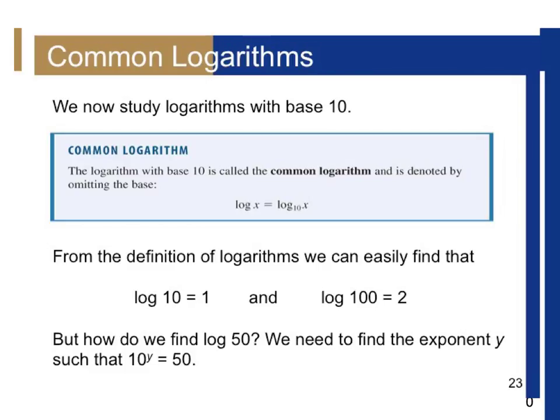Okay, when you don't see a base, we're assuming that that's base 10, and we call that our common logarithm. Okay, so if you see log of x without the base, that just means log base 10 of x. Okay, so log of 10 is 1 because log base 10 of 10 is 1. Okay, log of 100 is 2 because log base 10 of 100 is 2. So if we don't write the base, we assume it's 10.